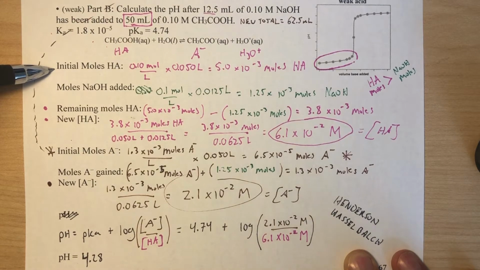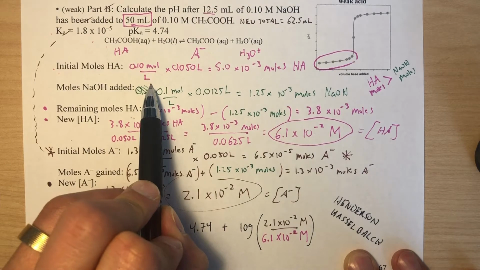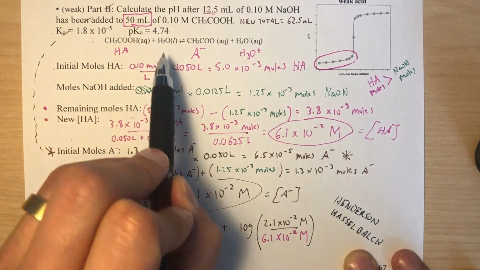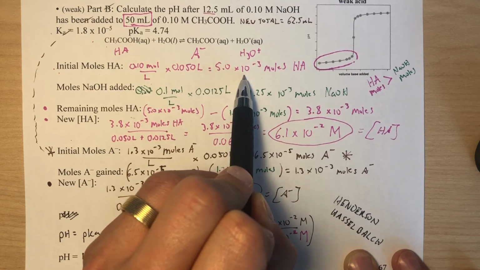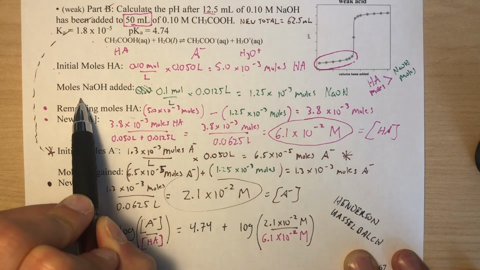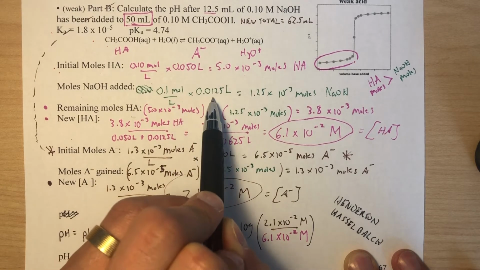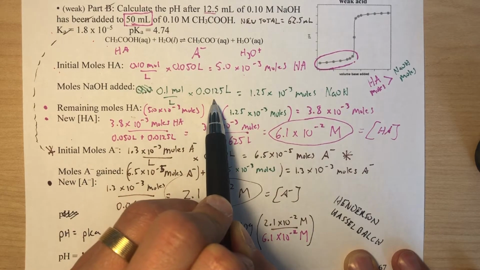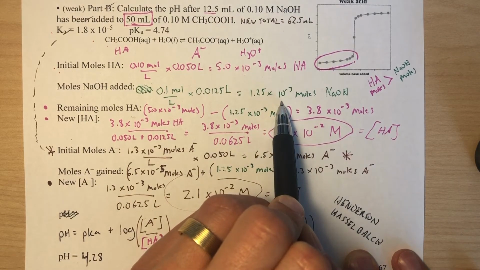We need our initial moles of acid because we need to figure out how many moles of those have reacted with base. So we can solve that easily by taking 0.1 molar, multiplying it by the volume of that acid solution, which is just 50 milliliters, and we get 5 times 10 to the negative third moles of acid. This is the amount of acid before base has been added. Our moles of sodium hydroxide added, we need to calculate those. So we have 0.1 molar times 0.0125 liters, that's from the 12.5 milliliters of our base solution, and we end up with 1.25 times 10 to the negative third.